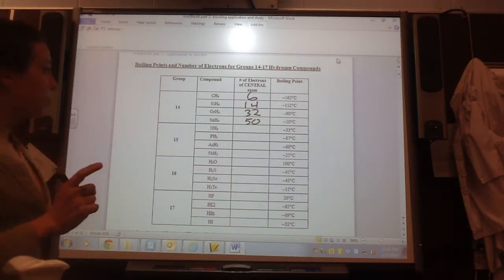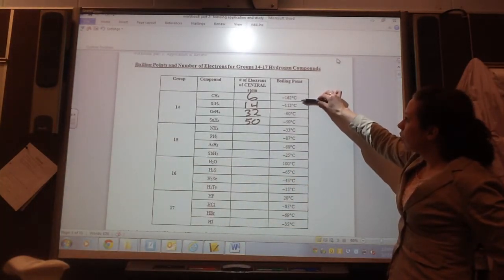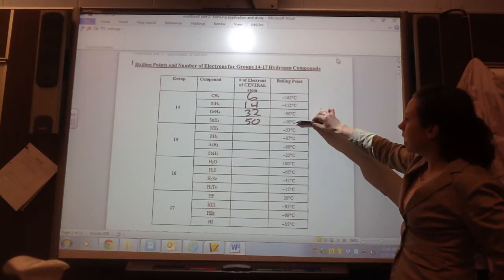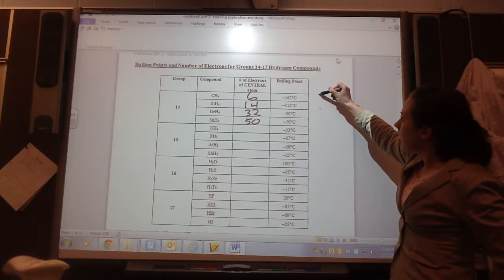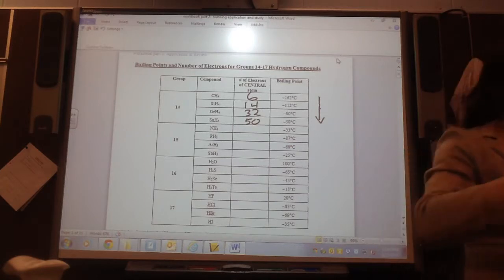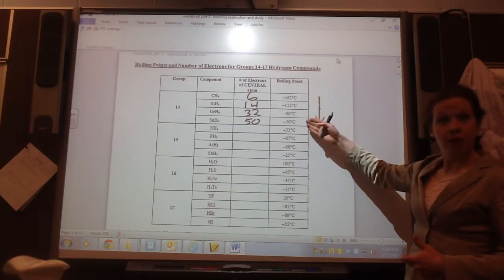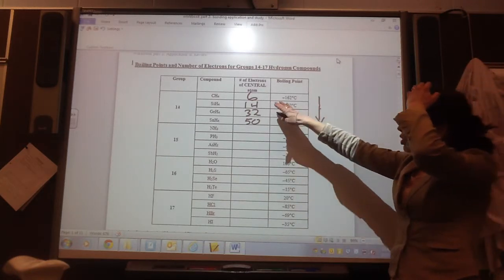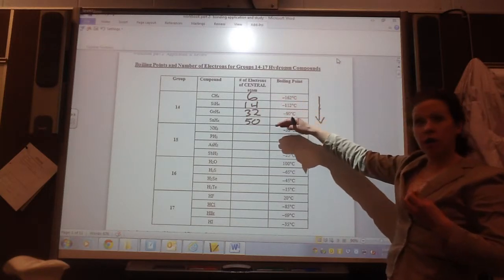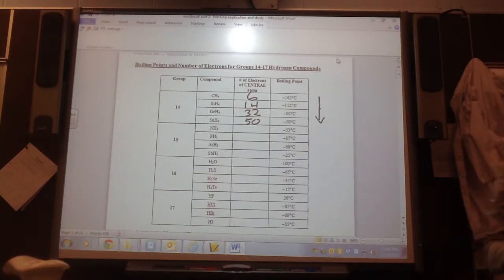Okay, so now let's think about this for a second. It starts off at negative 162, goes to negative 112, negative 90, negative 50. So as I go through this one group, my boiling point is increasing, right? It takes more energy to break the intermolecular bonds. Do you see that? Why? What is changing in these molecules? They all have the same attachments, so it's the central atom that is changing, right?